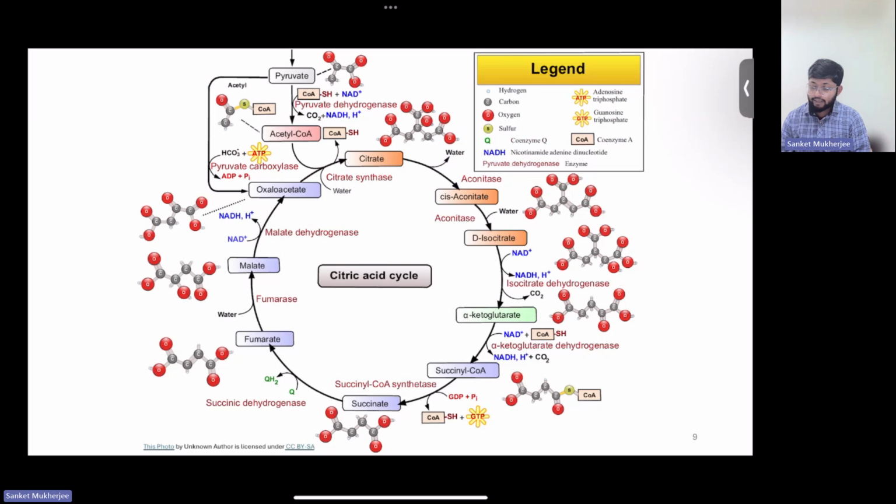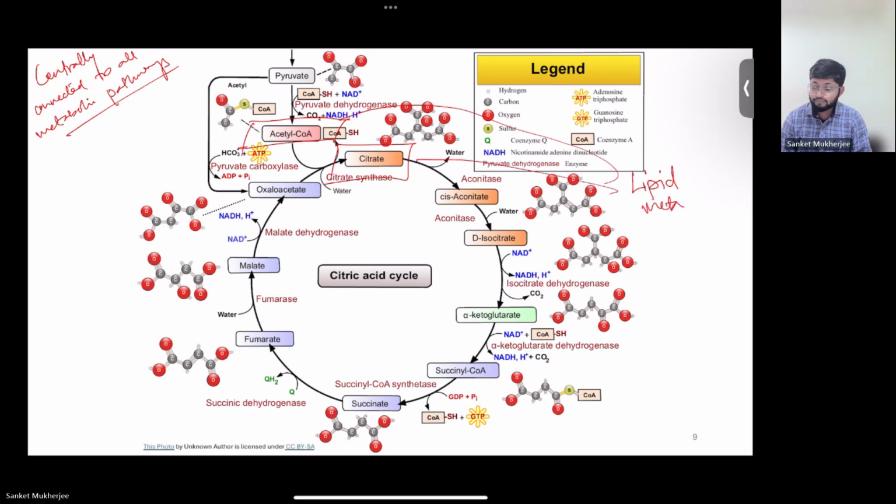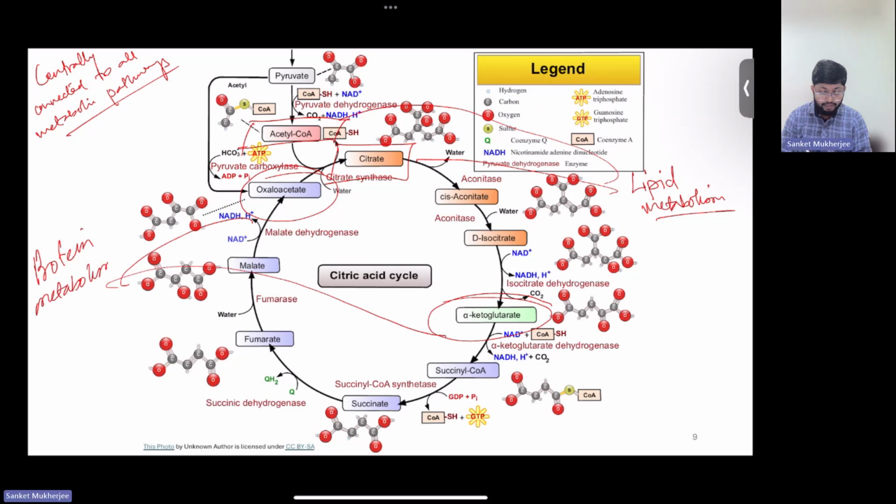So if you look at the Krebs cycle once again, the citric acid cycle, this is how it looks. And it is centrally connected to all metabolic pathways, right? It's important. For example, acetyl coenzyme A and citrate, these two are connected with lipid metabolism. And we will see that once we study lipid metabolism. Similarly, alpha ketoglutarate, the green one, and oxaloacetate, these two are connected with protein metabolism. And we will see that as well later.